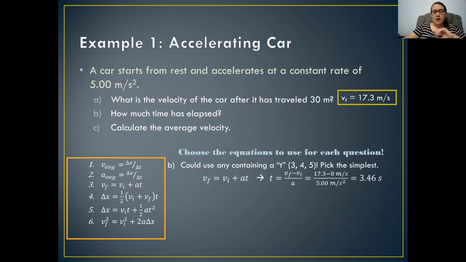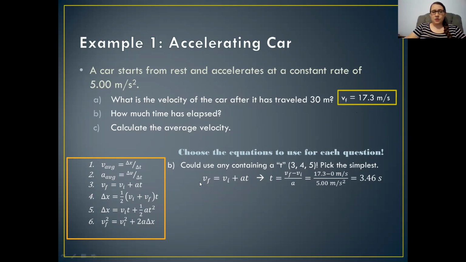Woohoo! Okay, part B, how much time has elapsed. Now we are looking for the variable t. So we're going to want an equation that has t in it, along with those other things that we now already know. So we could use any of the equations that involve time. So 3, 4, or 5. Let's just pick the easiest one, and that is equation 3. So our final velocity we just found in part A. Our initial velocity is 0. Our acceleration is again 5.